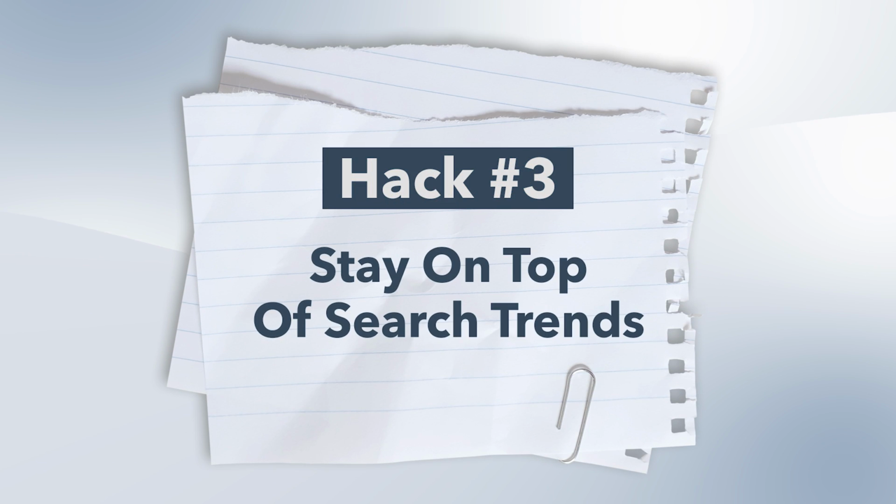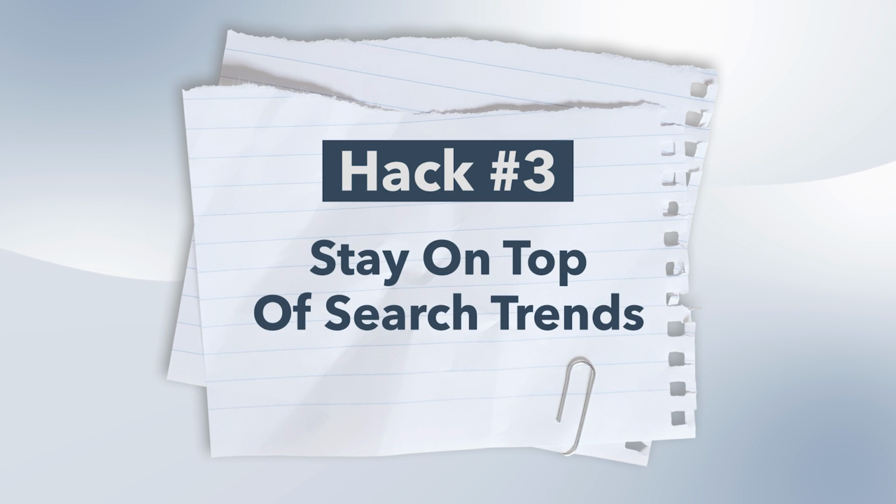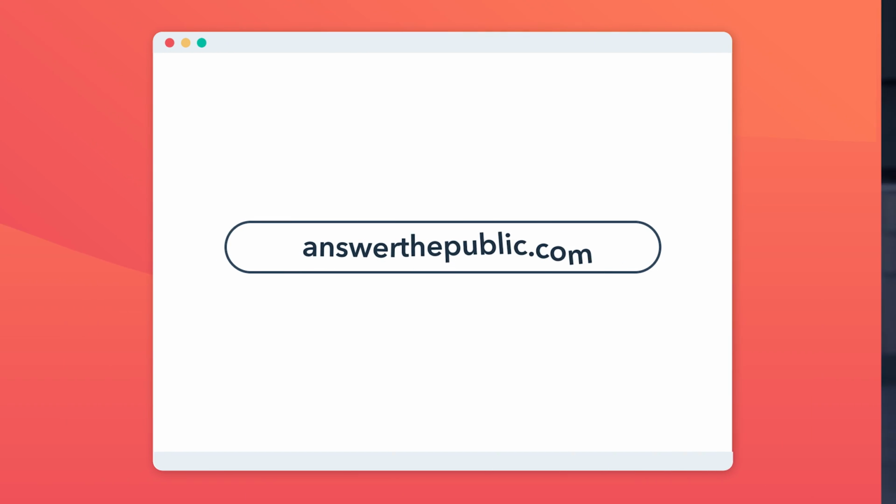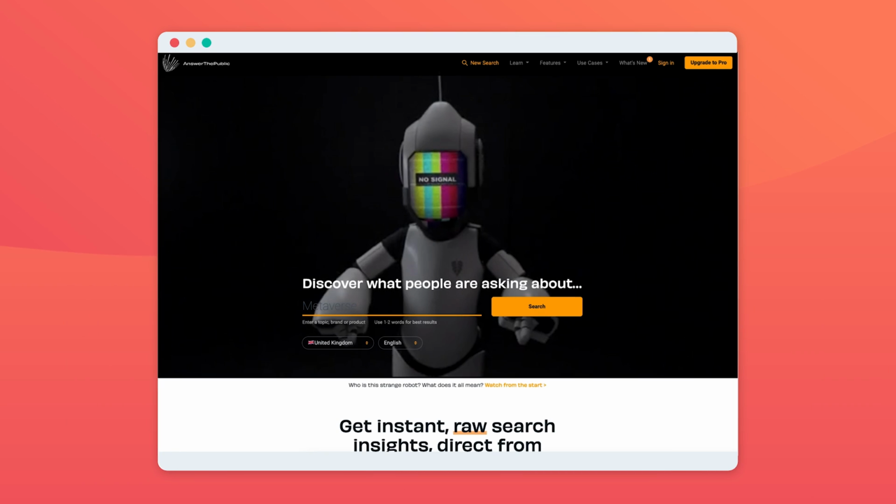Hack number 3, create content that people are searching for. It's true that there's an audience for everything in the online world, but when it comes to creating content for business growth, you have to give the people what they want to see based on your niche. If you don't know what's trending right now or what people are searching for, there's actually a website called Answer the Public that literally tells you.